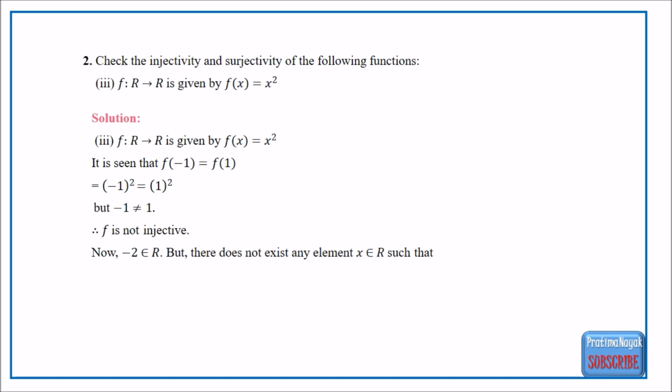For surjective, again you can take the example of minus 2. It is a very good tool for solving these questions. So minus 2 belongs to the codomain R. There does not exist any element x belonging to the domain such that f of x is minus 2, because x square cannot be minus 2. There is no such x for which x square is minus 2. So the function is not surjective. So the function f is neither injective nor surjective.